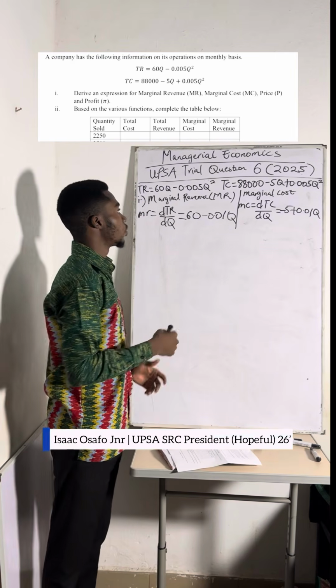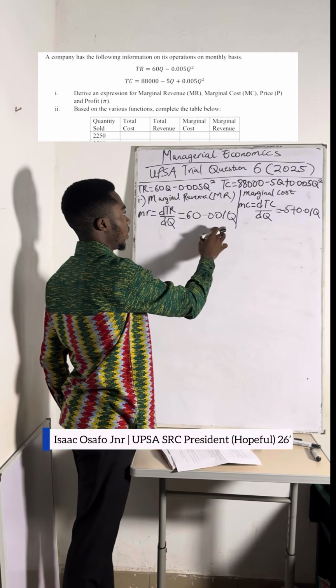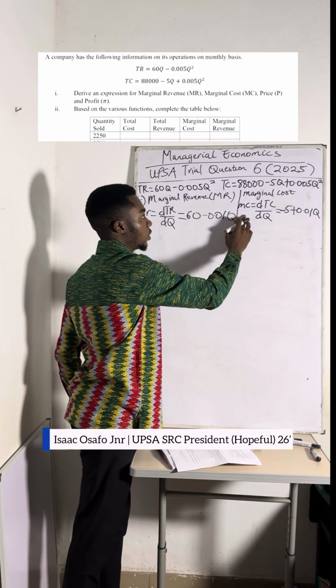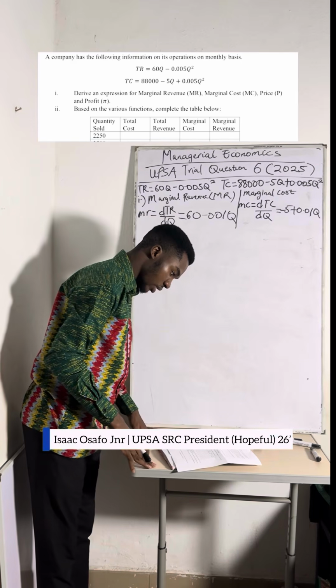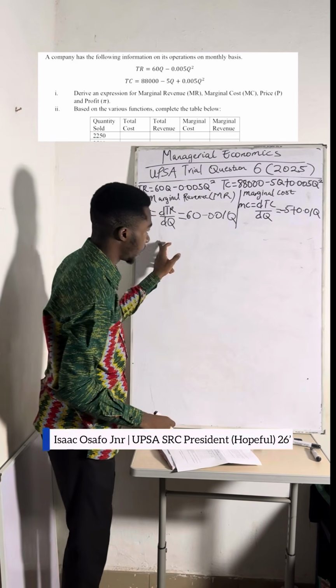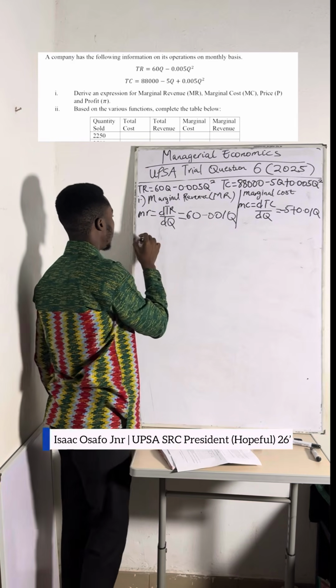Do you get it? So now we found our marginal revenue function, which is 60 minus 0.01Q. We've also found our marginal cost, which is negative 5 plus 0.01Q. What else does the question ask? To derive an expression for marginal revenue, marginal cost, and price. So now let's find an expression for price.